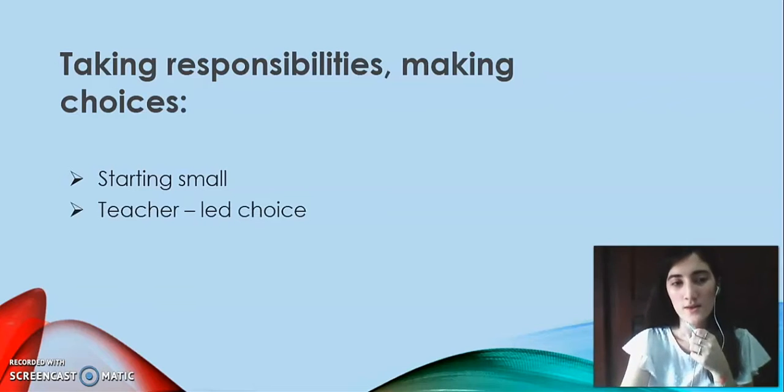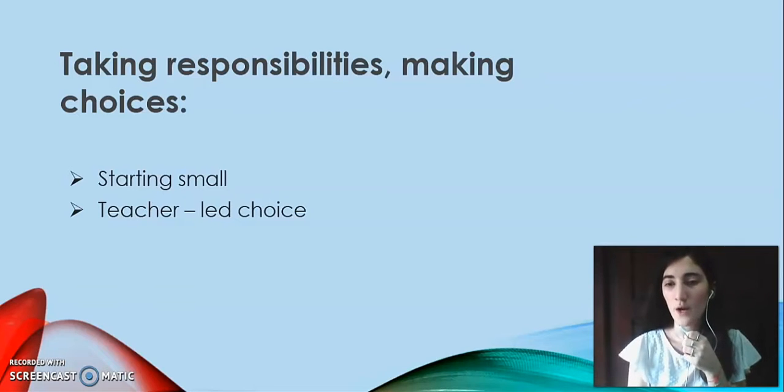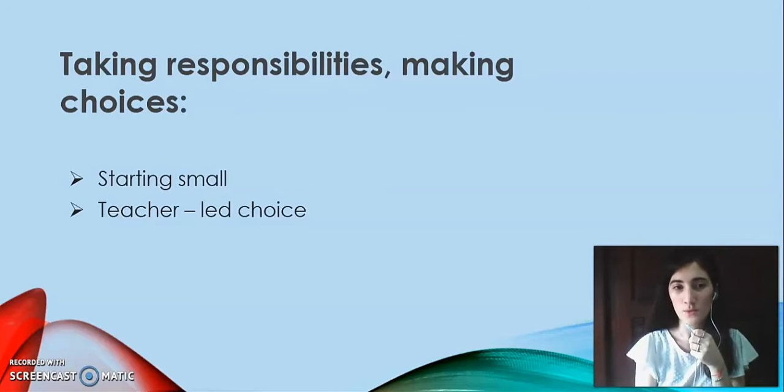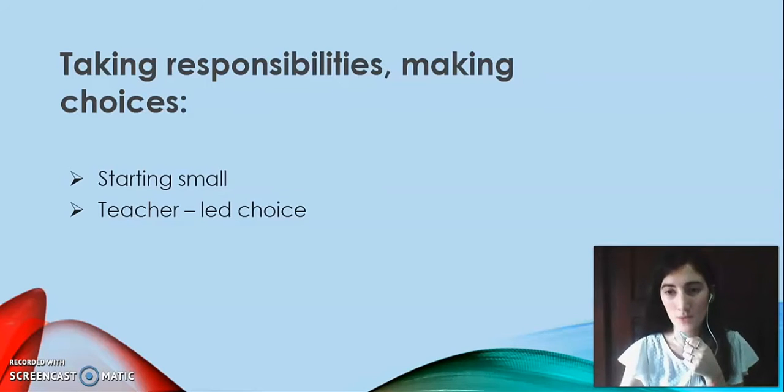Teacher-led choice. As we have said, the teacher has the power of choosing which language to use in the classroom. She has to be the one who provides activities for students to use the foreign language as much as possible.